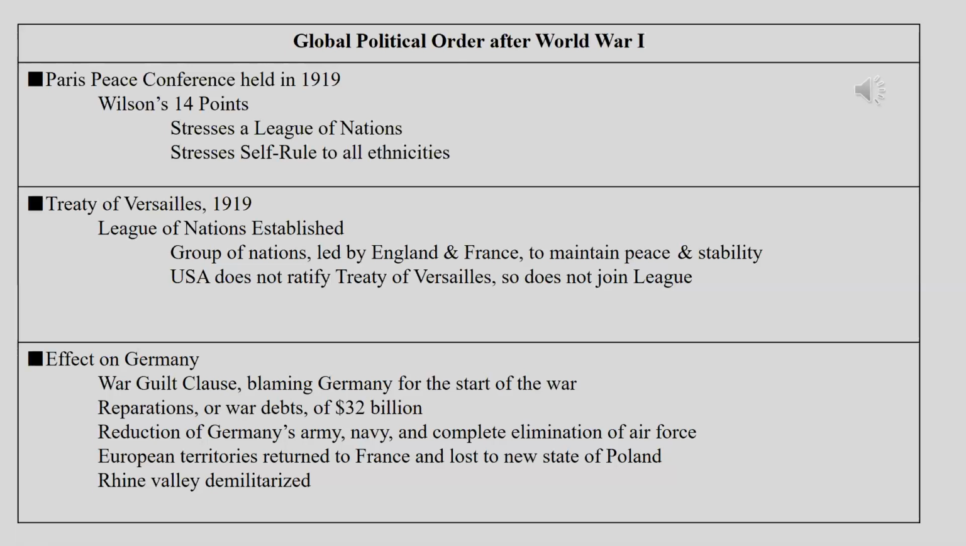Self-determination would only be actualized to subject peoples within Europe, as the terms of the treaty created several new nations in the wake of the defeat of Germany and the rest of the Central Powers.